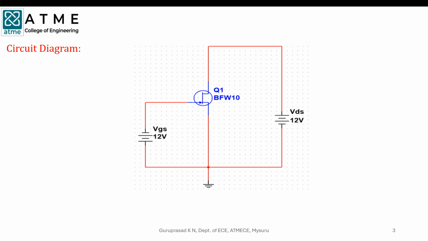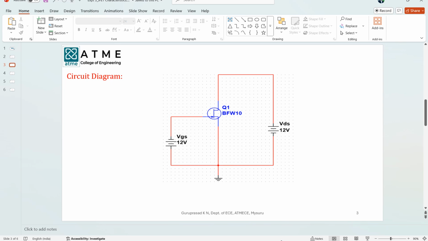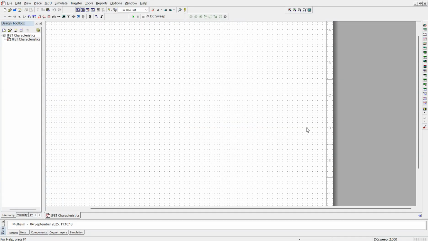So first let me find out drain characteristics. In the drain characteristics, I will be plotting the graph between ID versus VDS. So now let me go to the Multisim.